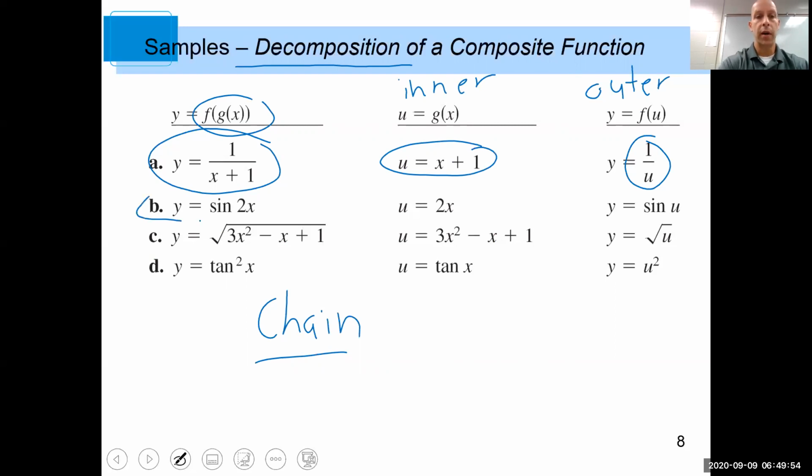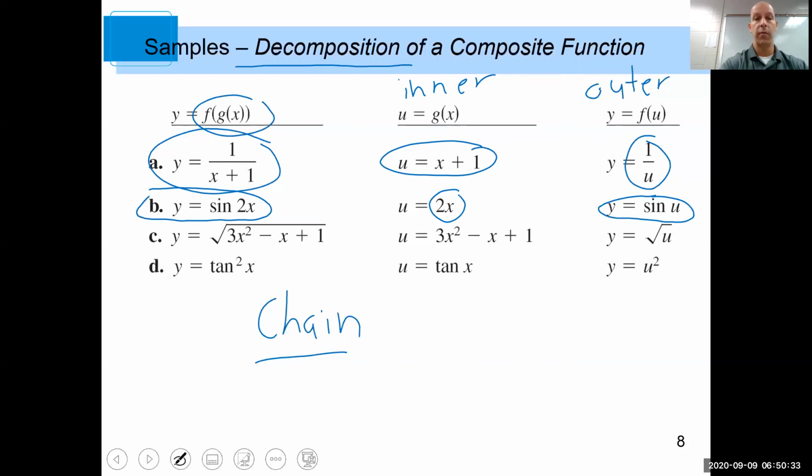The second example here, sine 2x. The outer function is the sine of u. The inner function is 2x. So a good way to think about this is if you knew what x was, if I said x was 1 in example B there, the first thing you would do to 1 is you would take it times 2, and that gives you 2. And then you would take that and put that in the sine function, and that would give you whatever the sine of 2 is. Of course, I don't know what that is off the top of my head, but that's how that would work. So the inner function is what happens to the variable first.